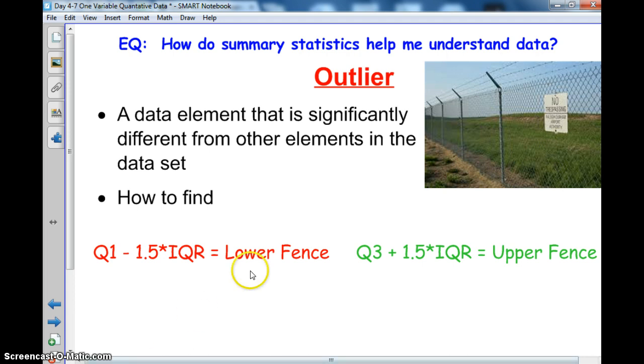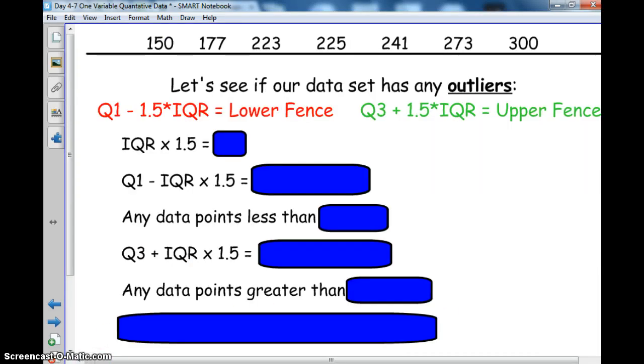Okay, so our formula to find our lower fence, as you can see, is Q1 minus 1.5 times the IQR. The upper fence is going to be Q3 plus 1.5 times the IQR. If a data point is outside these fences, it's going to be considered an outlier. Let's look at an example to help us understand these formulas.